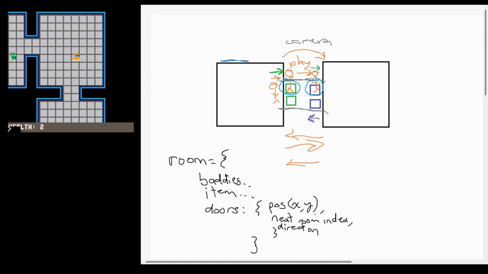Okay, so each room, in addition to containing baddies and items, will also contain these doors, and we will check for collision between the player and the doors, just like we check for collision between the player and the baddies. So let me get started on coding that up.